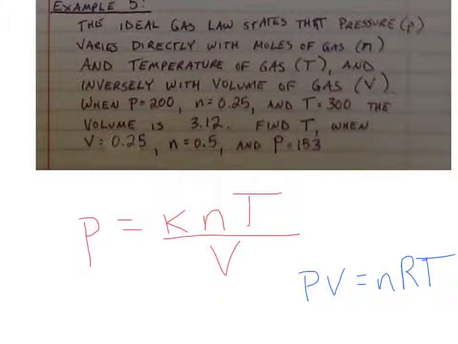All right, so they give us a scenario when P equals 200, N equals 0.25, and T equals 300. We can use that to solve for K, and once we have K solved, then we are able to tackle the second part of the problem. And I did that on the next page of the notes.